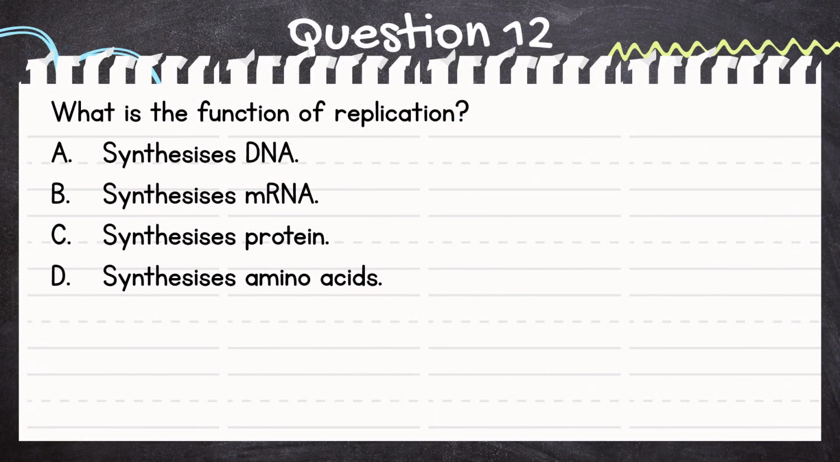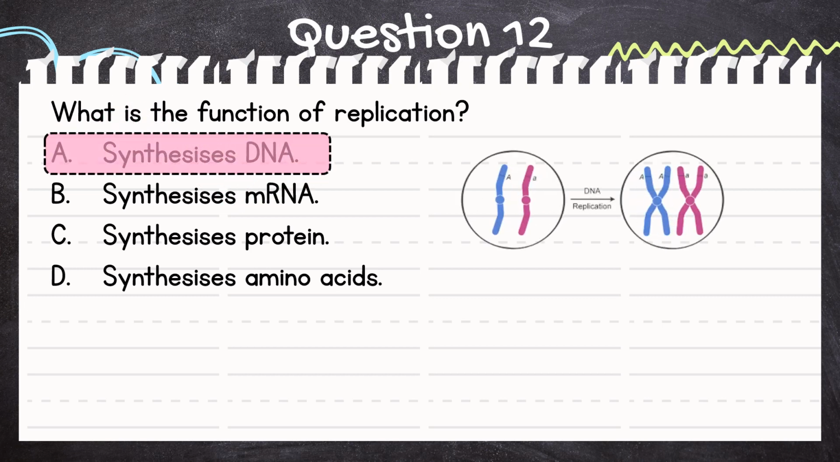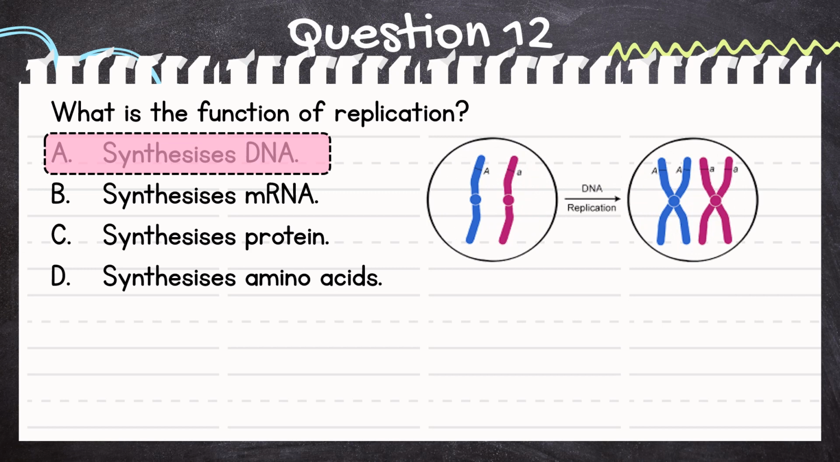Question 12. What is the function of replication? The answer is A, to synthesize DNA. This process occurs during S phase of interphase, where the chromatids will become sister chromatids. Synthesizing mRNA is a process of transcription, while synthesizing protein is a process of translation.